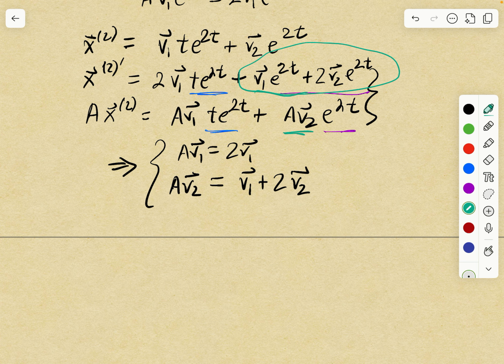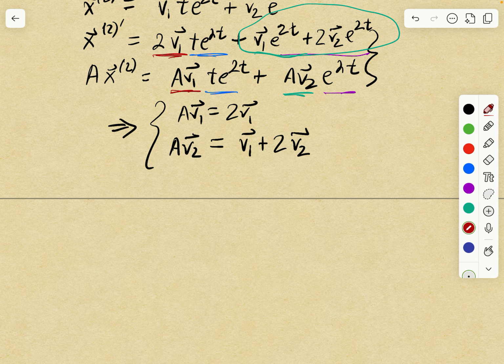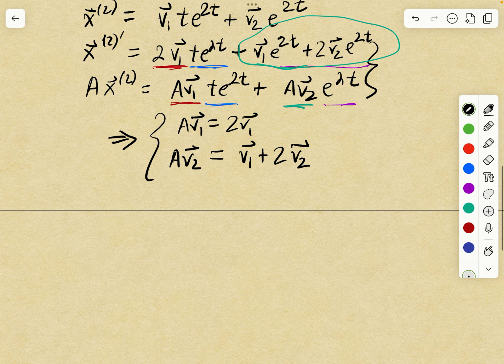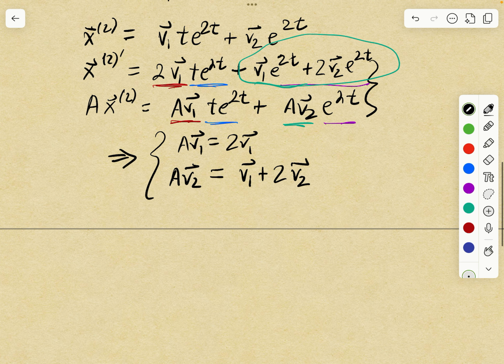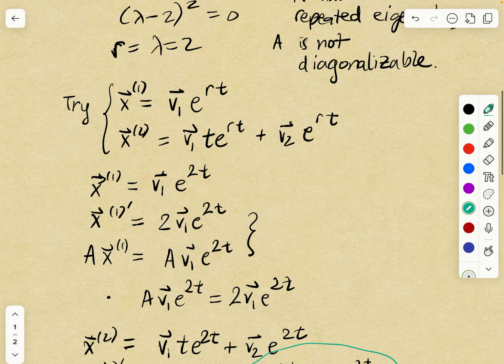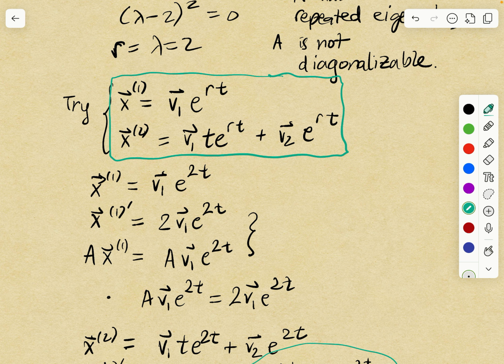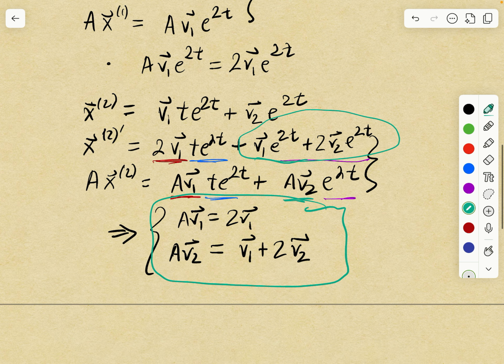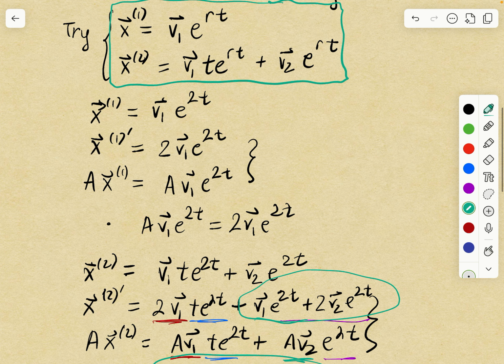And then this first one I got by looking at what's being multiplied by t e to the 2t. It's Av1 and 2v1. So those are equal. So I get this. So if I can solve this system of equations, okay, I'm given A. If I can find v1 and v2 that make this system true, then my differential equation will be satisfied with this x1 and this x2. Do we see what's going on? So we're going to solve for v1 and v2 using this equation here, and then that v1 and v2 will give us the x1 and x2, which is what we want, because we want the two independent solutions.